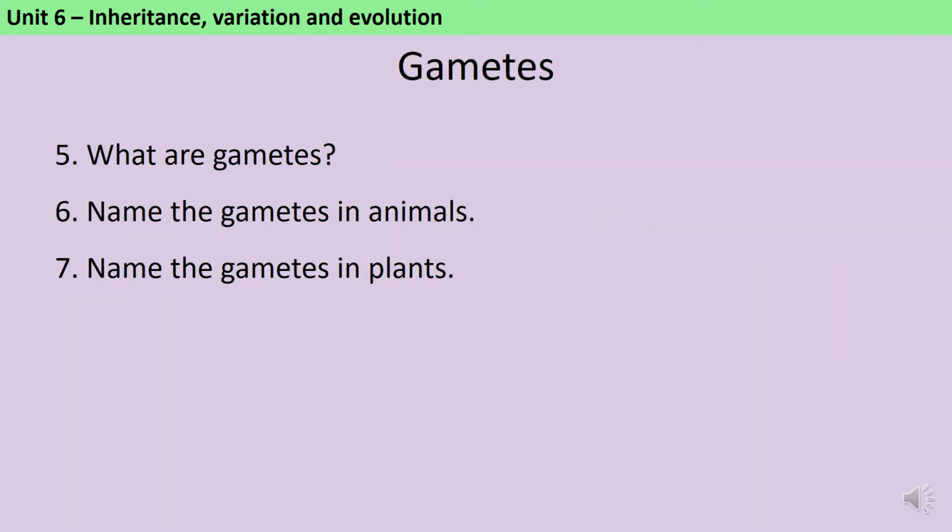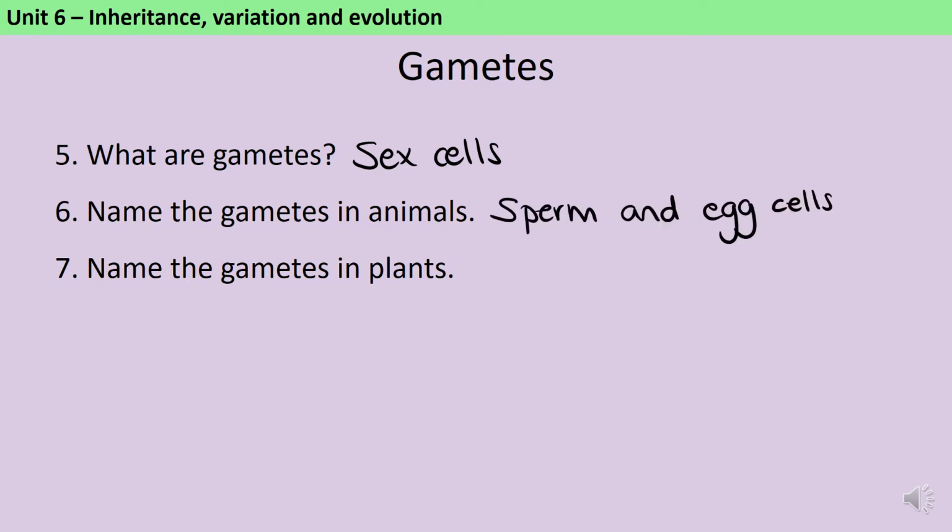Gametes are sex cells. In animals, these are sperm and egg cells, and in plants, these are pollen and egg cells.